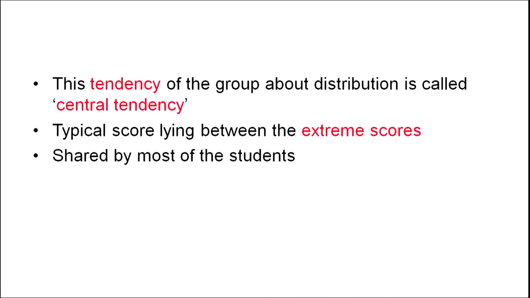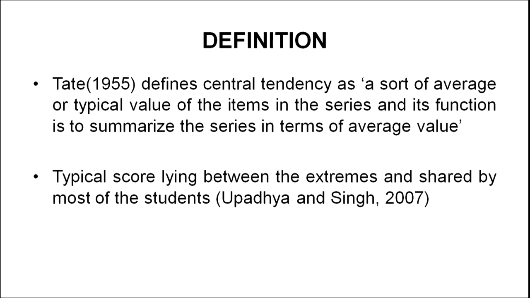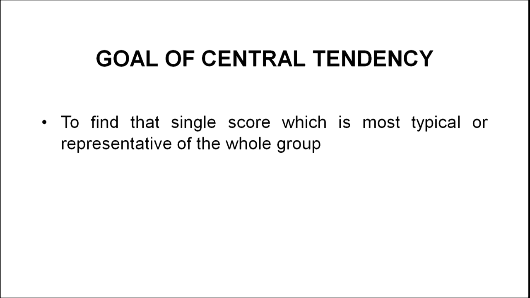Or in other words, we can say central tendency is the typical score lying between the extreme scores. It is also shared by most of the students. Now, we'll give two definitions for central tendency. According to Tate, 1955, central tendency is a sort of average or typical value of the items in the series, and its function is to summarize the series in terms of average value. In another definition given by Upadhyay and Singh in the year 2007, central tendency is a typical score lying between the extremes and shared by most of the students. The goal of central tendency: to find that single score which is most typical or representative of the whole group.